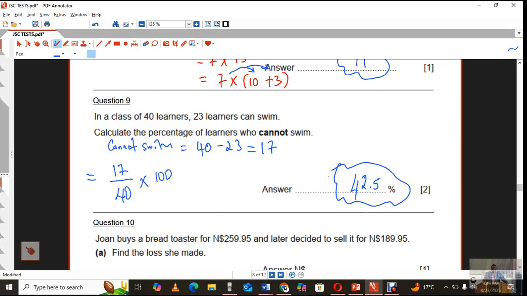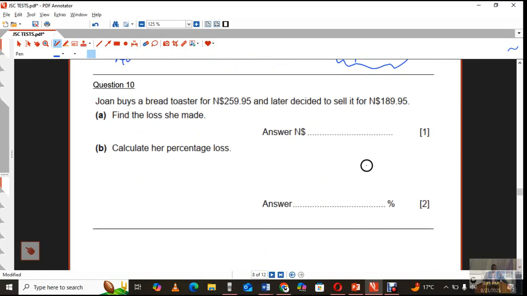Okay, right. The question 10. John buys a bread toaster for $259.95 and later sells it for $189.95. So he sells it at a loss, and the loss is the difference of the $259.95 from the $189.95. Of course, he made a loss of $70.